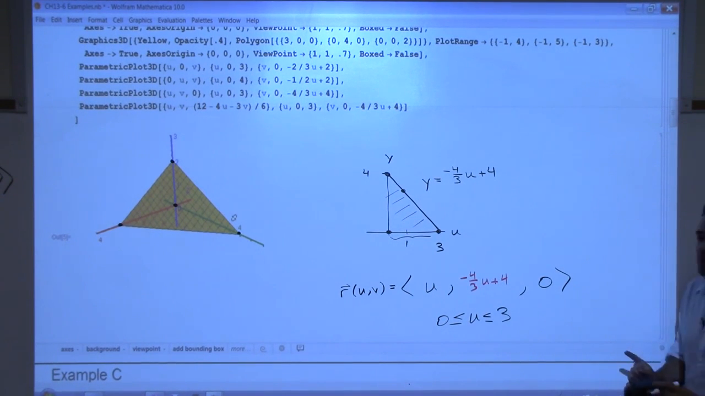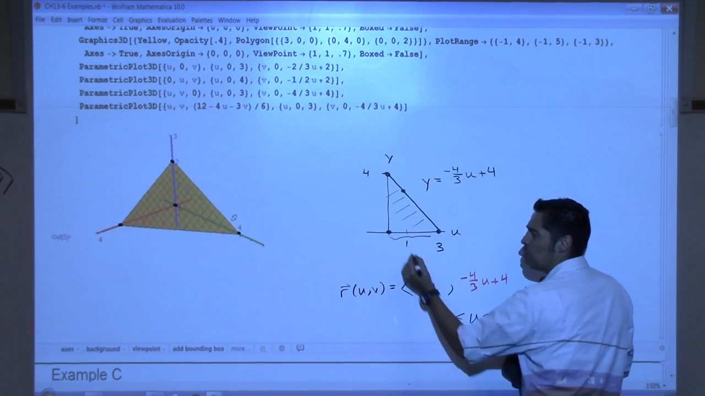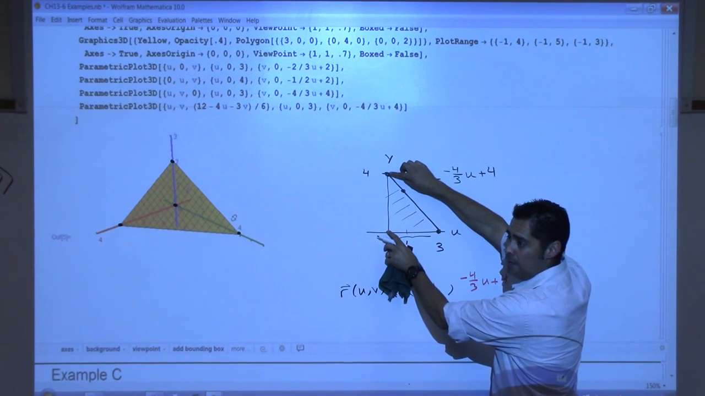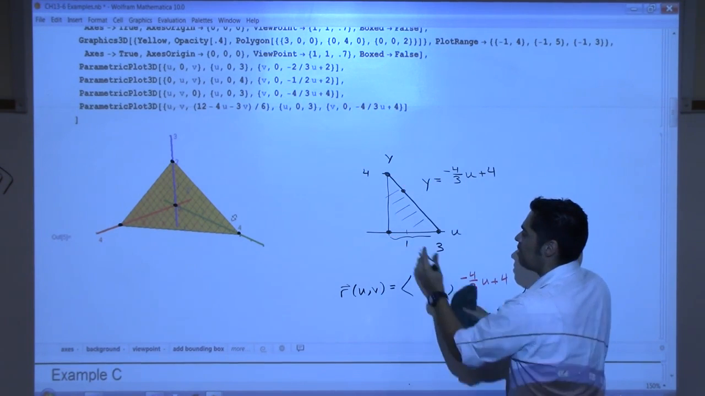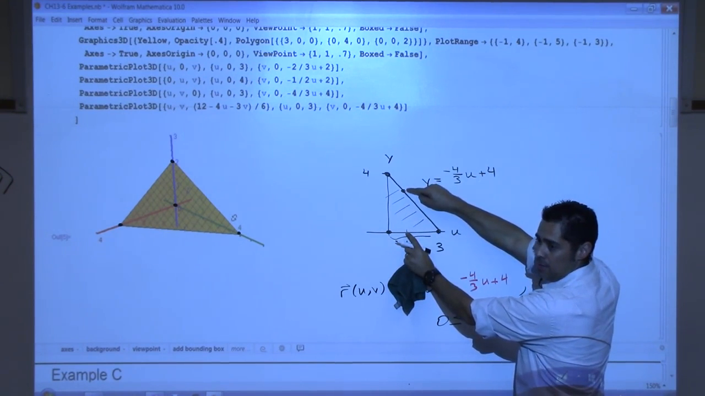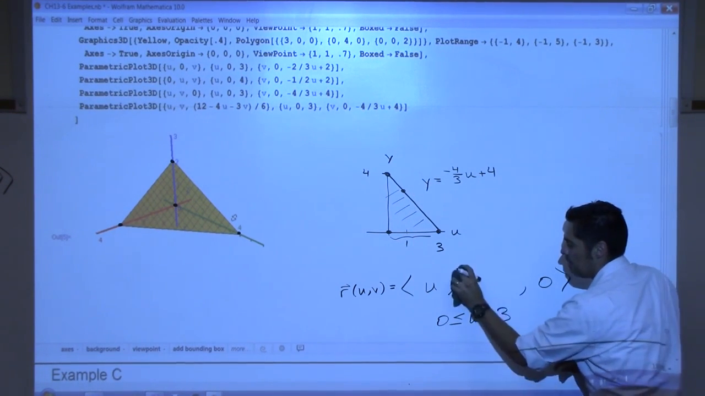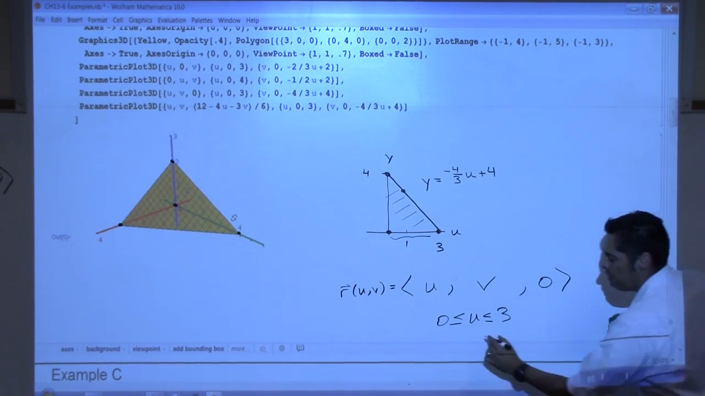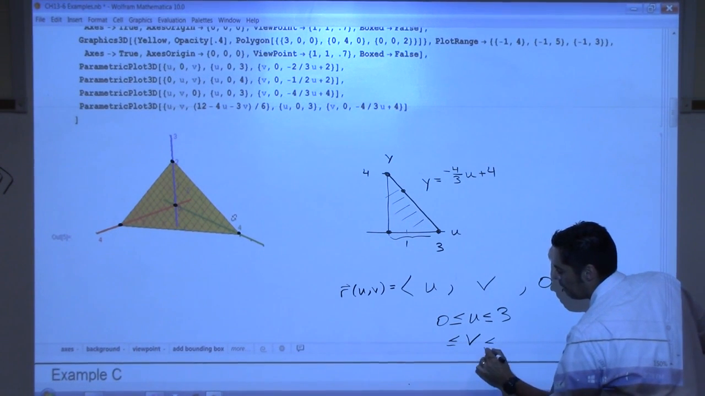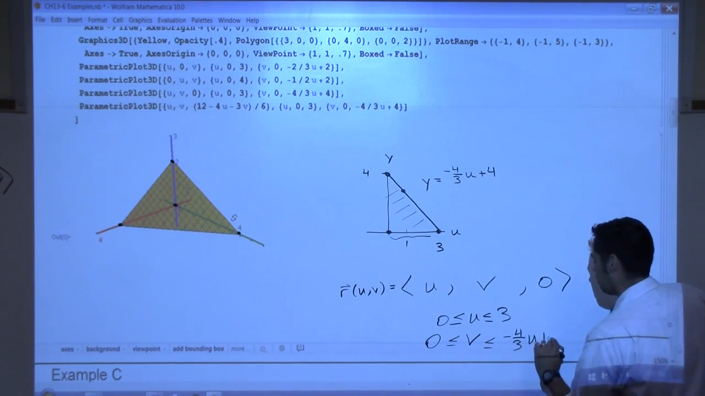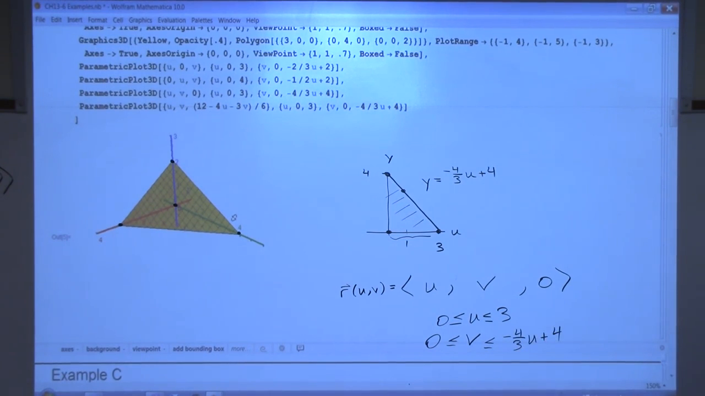What I need instead is that when I'm at u equals 0, I don't want to draw just that point. I want to draw every point between here and there, right? And when I get to 1, I don't want to draw just that point. I want to draw every point between this and that point. Yes? So what I do instead is I call this v, and I control v down here by letting it vary between 0 and negative 4/3 u plus 4. Extremely different thing happening here.